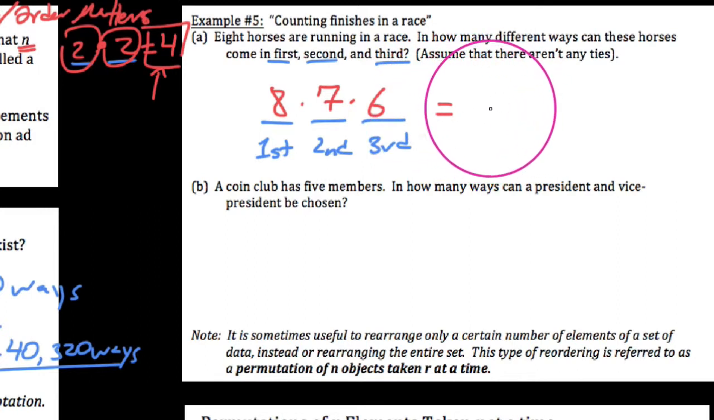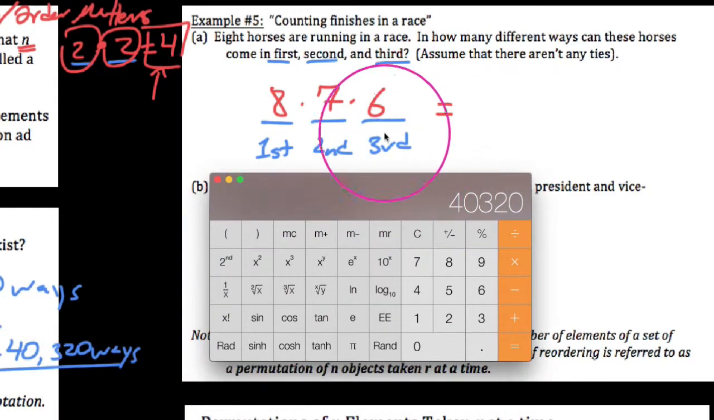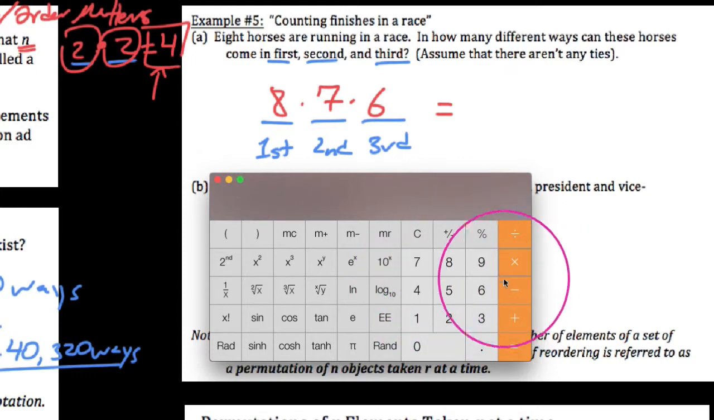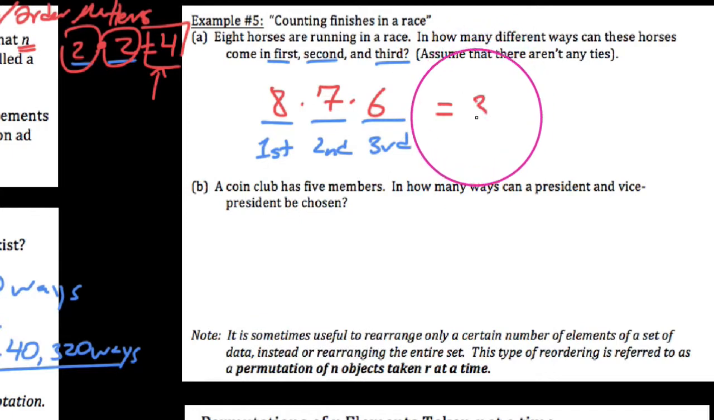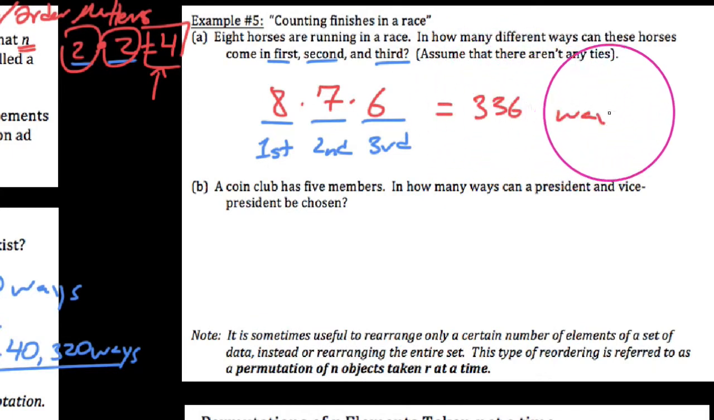So you'll notice that this is very much like our factorial pattern, except what we have to do now is only do not 8 all the way through 1, 8 times 7 times 6 times 5, 4, 3, 2, 1, not 8 factorial, but only part of that factorial. So 8 times 7 times 6, we end up with 336. We're right, 336 ways. Okay.